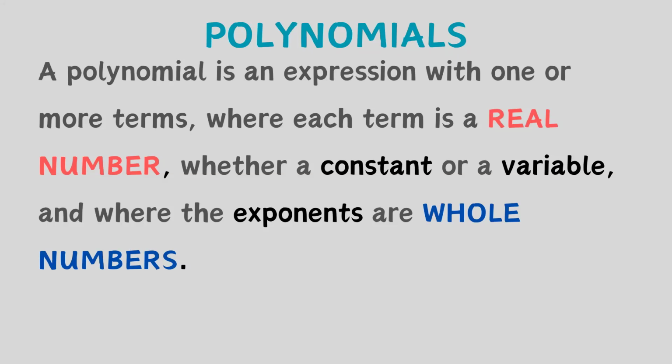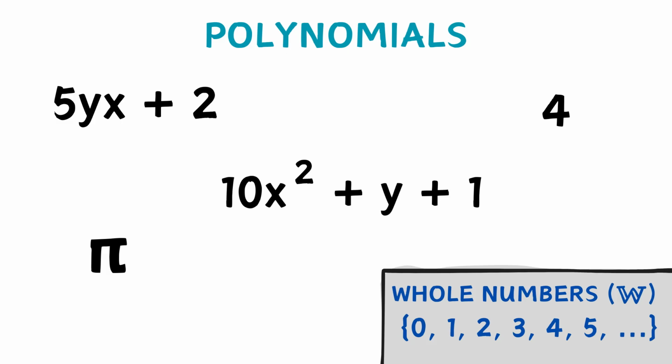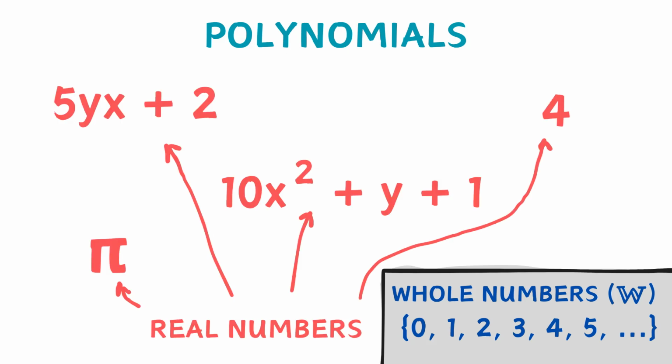A polynomial is an expression with one or more terms where each term is a real number, whether a constant or a variable, and where the exponents are whole numbers. Each of the following are polynomials because each of these expressions has real numbers that have whole number exponents.